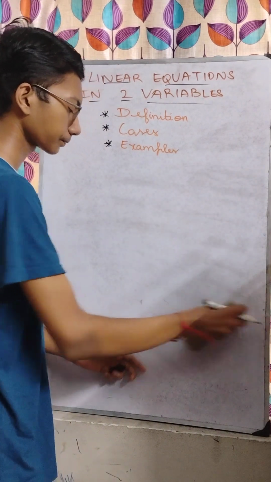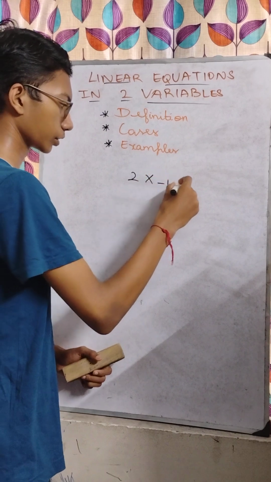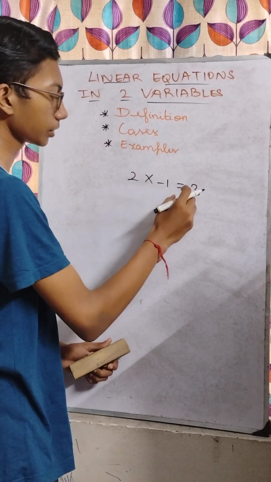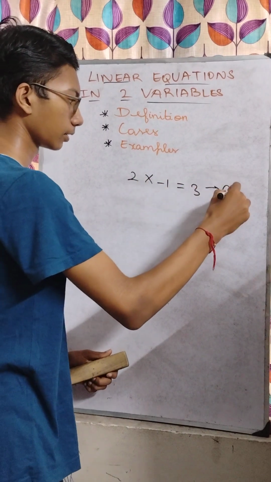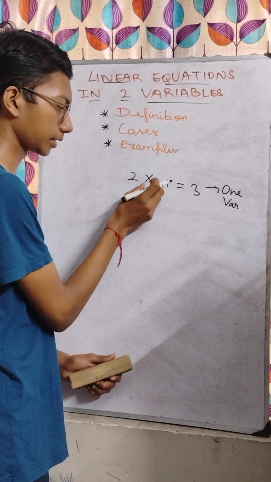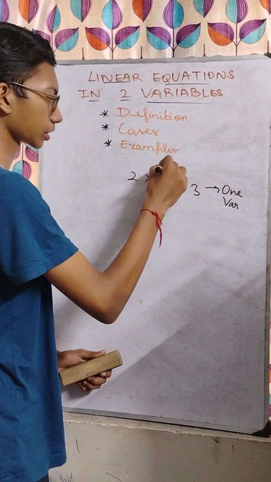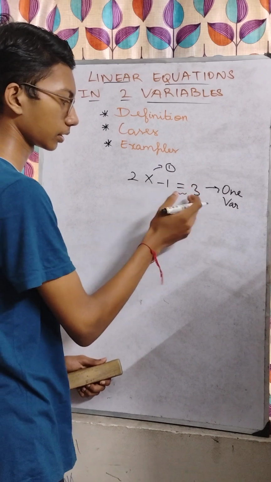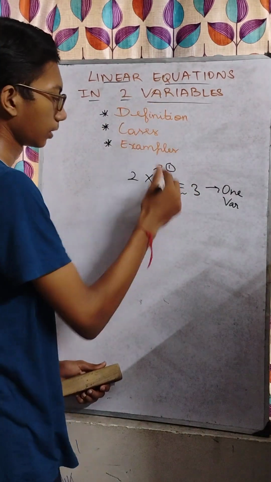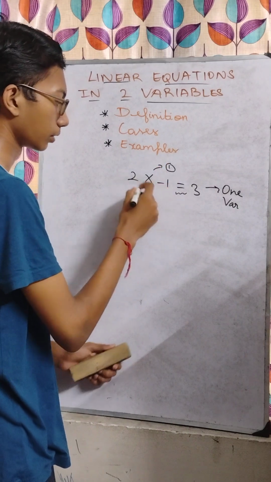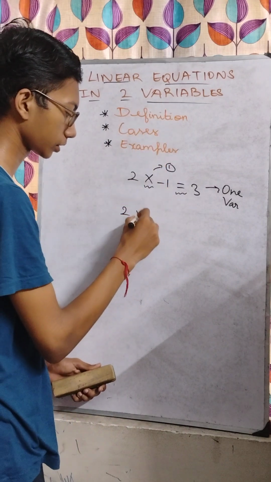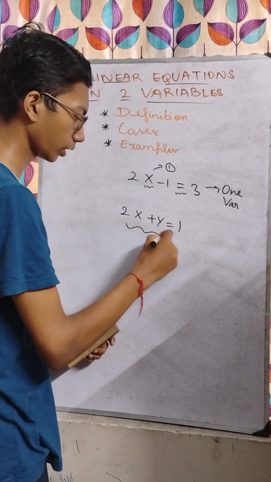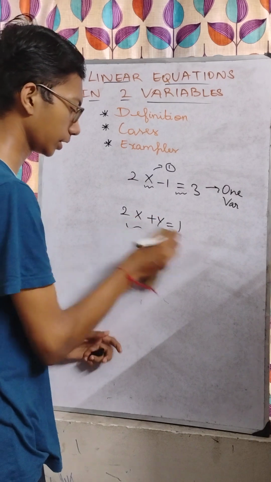For example, let's take the equation 2x minus 1 equals 3. This is a linear equation in one variable because it has only one variable, that is x. This is a linear equation because the highest power is 1. This is an equation because it has an equal sign and the two sides have numbers or variables. But what if you have two variables? For example, 2x plus y equals 1. This is what a linear equation in two variables means because it has two variables in it.